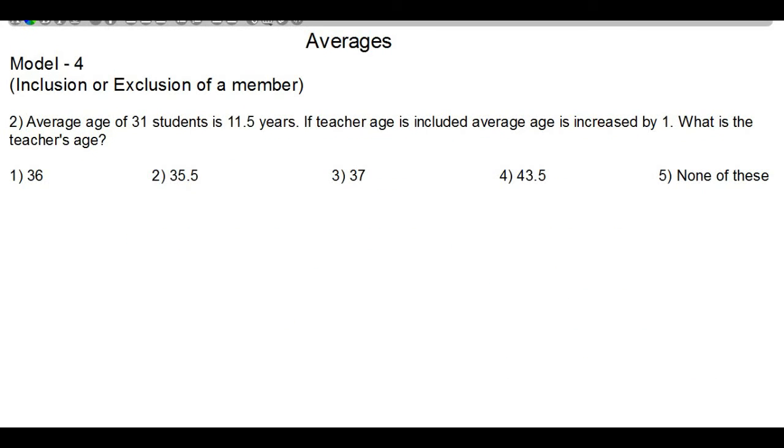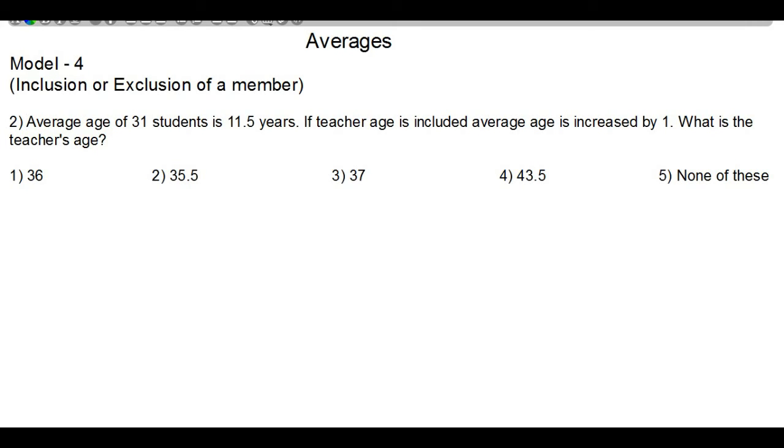Let us now take another example from the model that we have discussed, where we have to find out the average age of the group when a new person joins the group. The question here is, the average age of 31 students is 11.5 years. If the teacher's age is included, the average age is increased by 1. So what is the teacher's age?